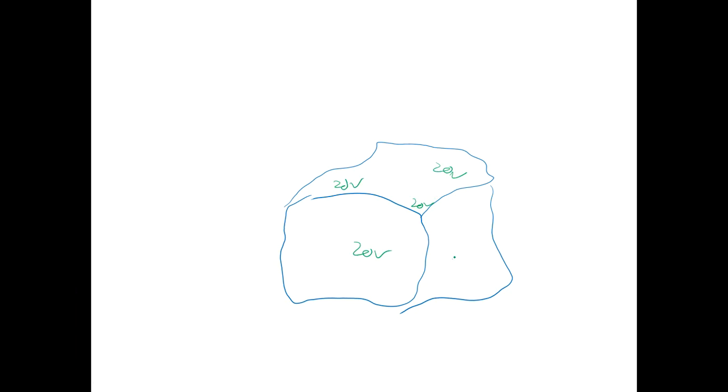It doesn't matter what the shape is. I'm going to make it some weird looking cube type of thing. The potential on the surface of that cube is going to be the same everywhere. Whatever the value is, it's going to be the same everywhere.